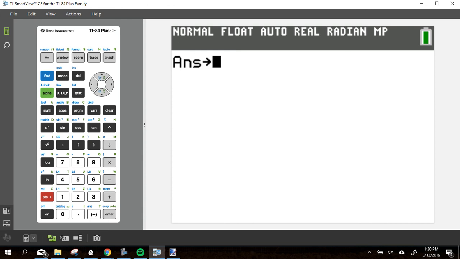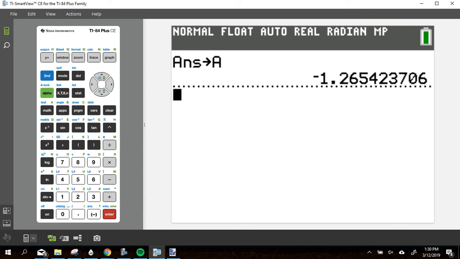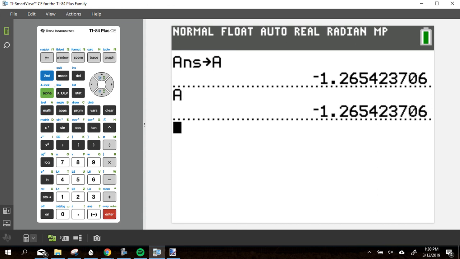I want to save that answer, and you can save it as whatever you want. I'm going to save it as alpha A. I'm going to save it as the letter A. So I hit the green button and then the letter A. Now, anytime I type the letter A in, it's going to get me that negative 1.265 number.